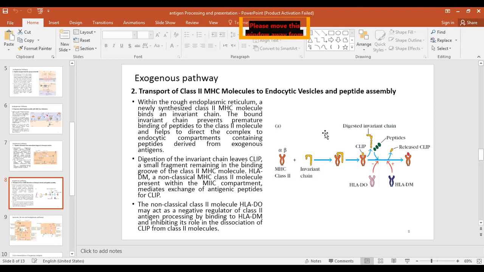In cells that express both DO and DM, these two molecules associate strongly with each other through the endoplasmic reticulum and maintain this interaction all the way to the endosomal compartment. HLA-DO was originally observed in B cells and thymus, but later it was also found in dendritic cells, where it is thought to play a role in maintenance of self-tolerance.